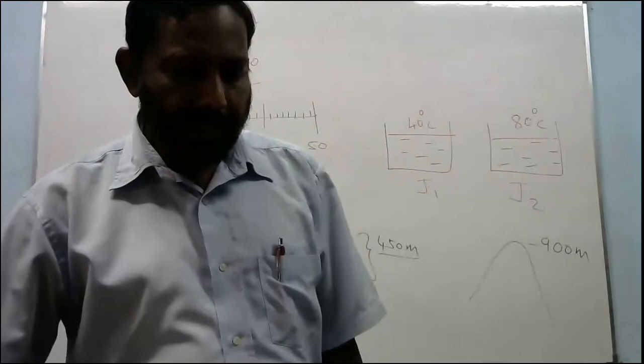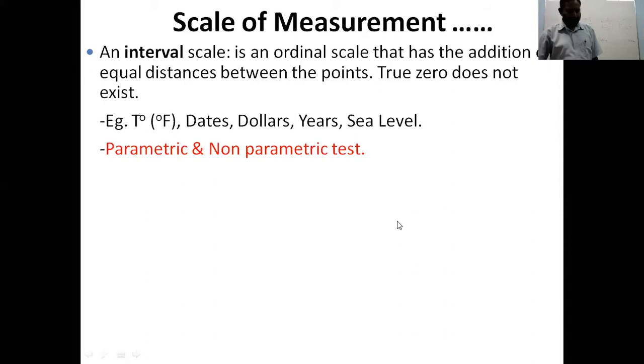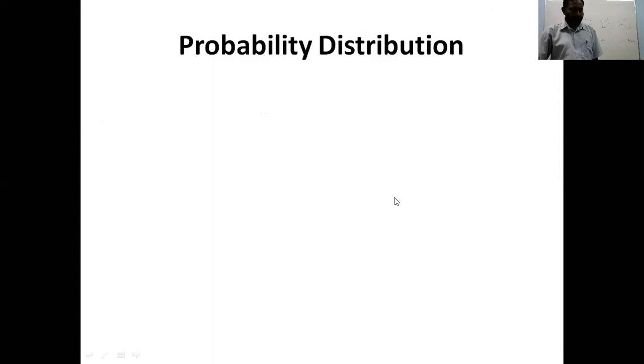Let's look at the last type of data. Actually, we are going a little slowly, but doesn't matter. We have enough time. The last type of data is called as ratio scale data.